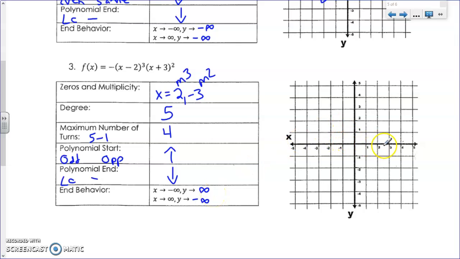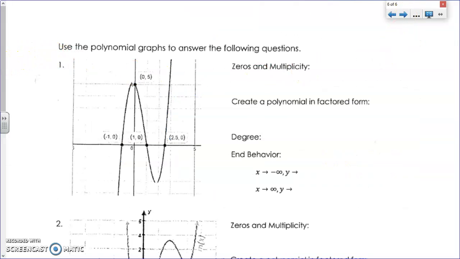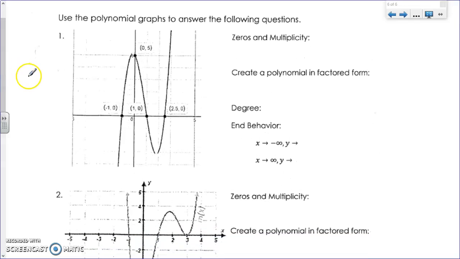So here at 2, we have a multiplicity of 3, and then here at -3, we have a multiplicity of 2. So let's talk. So it's going to start up. It's going to end down. And then this bounces here, so we're going to bounce, and then we're going to wiggle. So it has to kind of flatten out there.